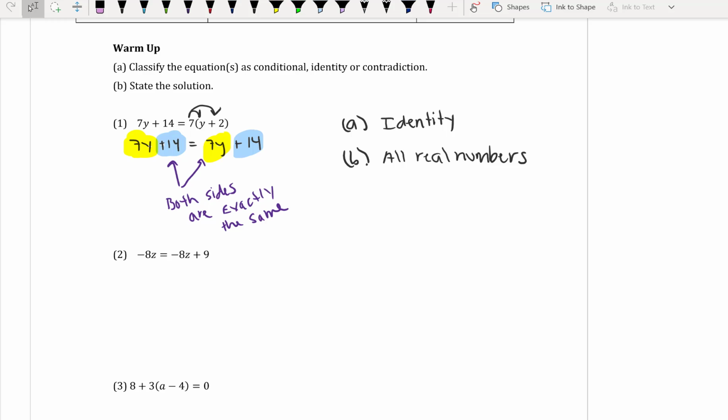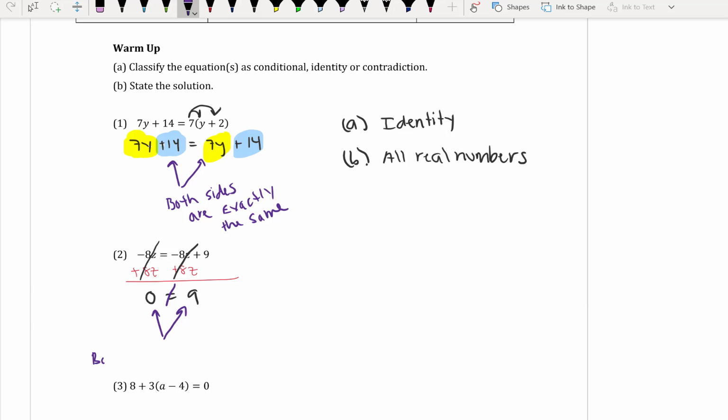For number 2, if I were to add 8z on both sides, this will cancel. So -8 plus 8 is going to give me a 0. And it cancels on this side as well, and you have a positive 9. So you're saying that 0 is equal to 9. But that can't be true.